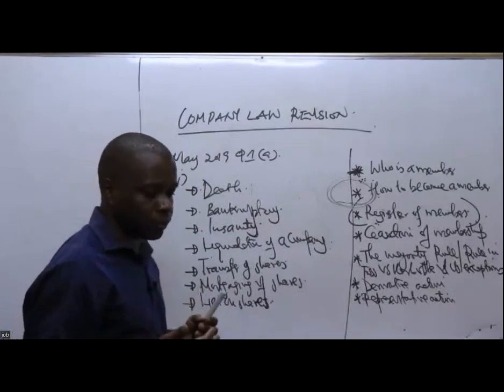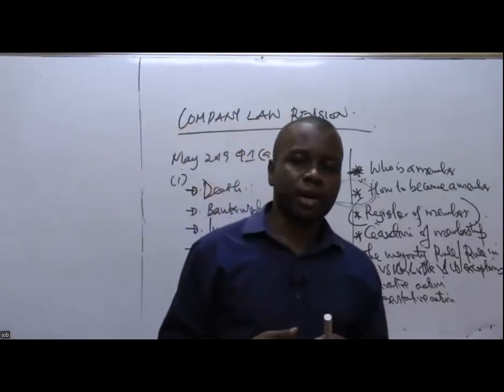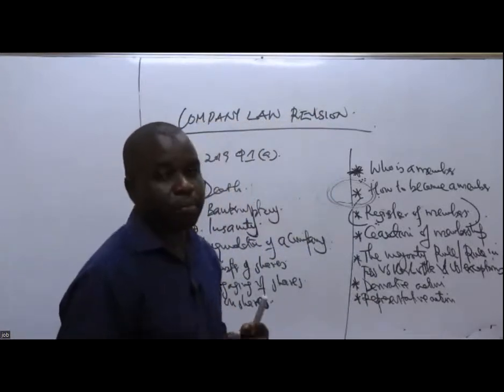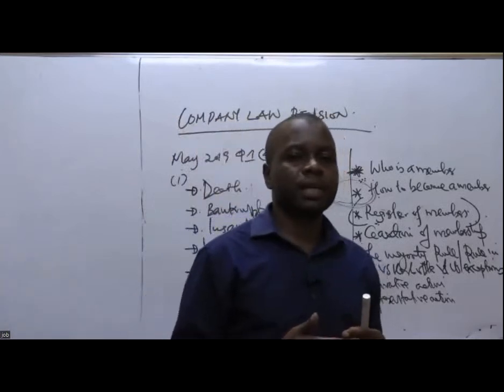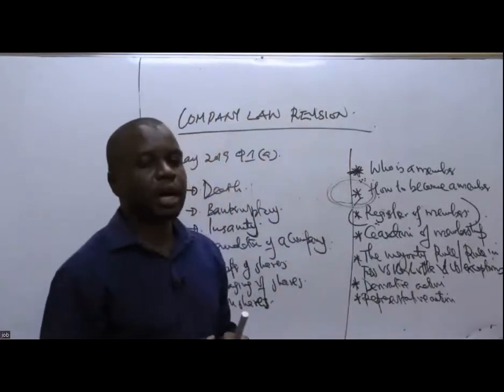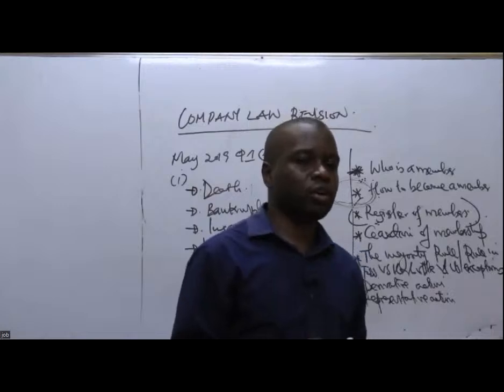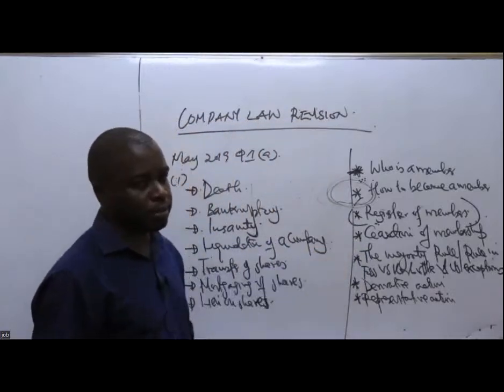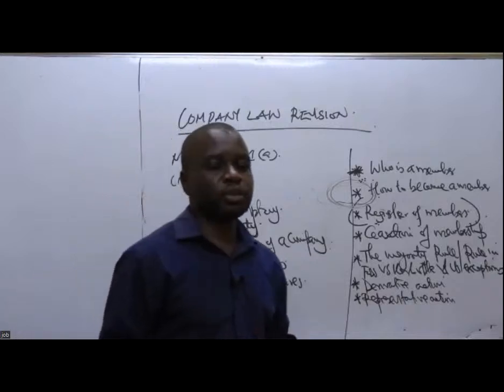What do you mean by allotment of shares? For example, today, if Safaricom invites people to buy its shares, then you apply for the shares. The shares will likely be allotted to you. So once you are allotted the shares, you become a shareholder in that company known as Safaricom. And of course, your name will likely be included in the register of members. So number one, through allotment of shares.